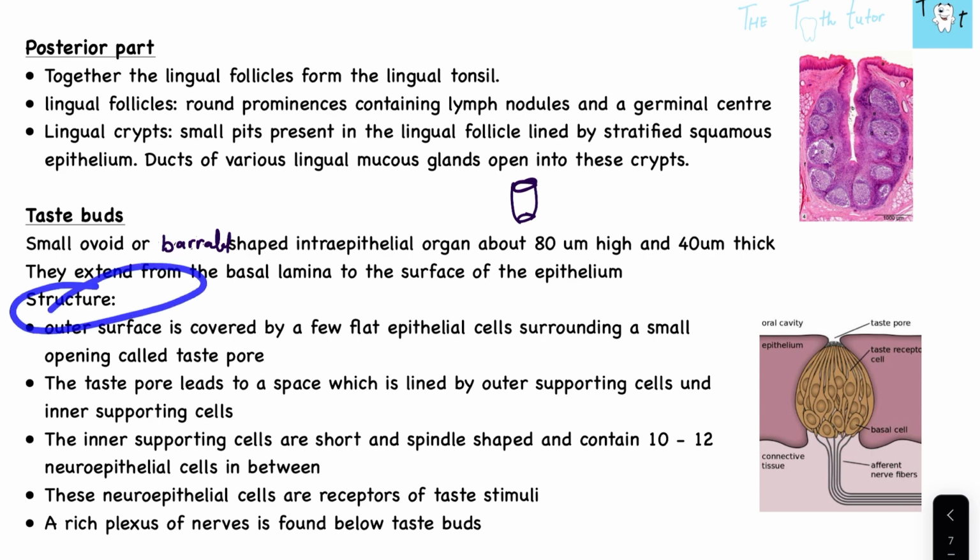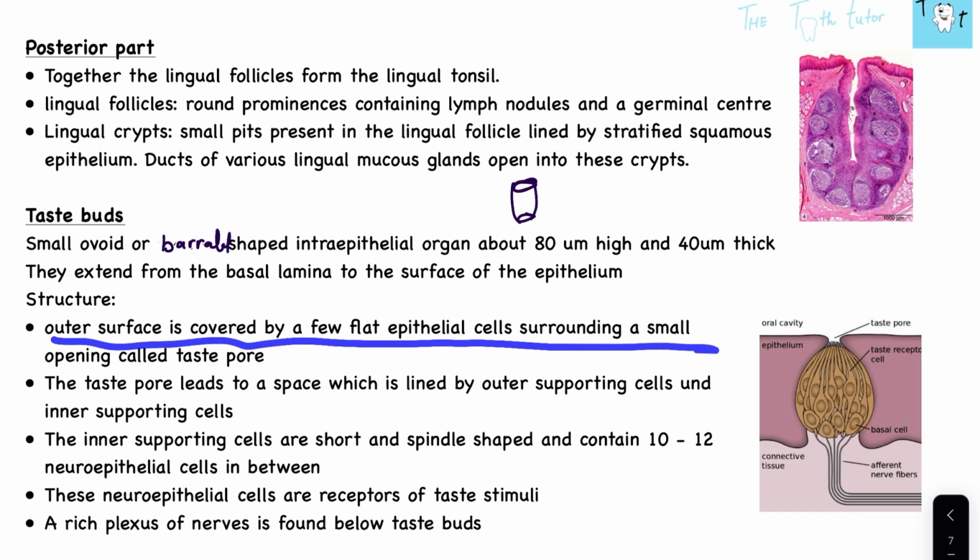Now, this is the definition. Now going in detail, structure. So the structure, the outer surface is covered by a few flat epithelial cells surrounding a small opening called a taste pore. So if you look over here, this is the outer surface, okay? This is covered by some epithelial cells, okay? So there are some flat epithelial cells present over here, up to here. Okay, so these are the flat epithelial cells, and this is the taste pore. Okay, so taste pore is basically just a pore. Okay, and this taste pore leads you into a space where we have these supporting cells.